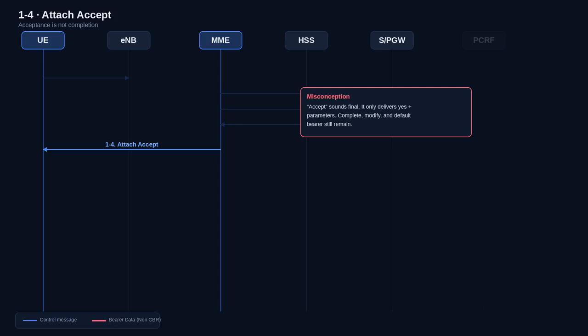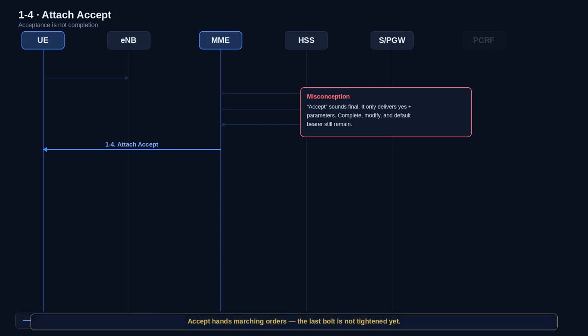So after this step, what is true? The device has been told yes, with the configuration it needs. What is not yet true? That every network side bearer tweak is done, and that the procedure has been acknowledged complete by the UE. Plain restatement: accept means the network has approved the attach and handed the phone its marching orders, not that the last bolt is already tightened.